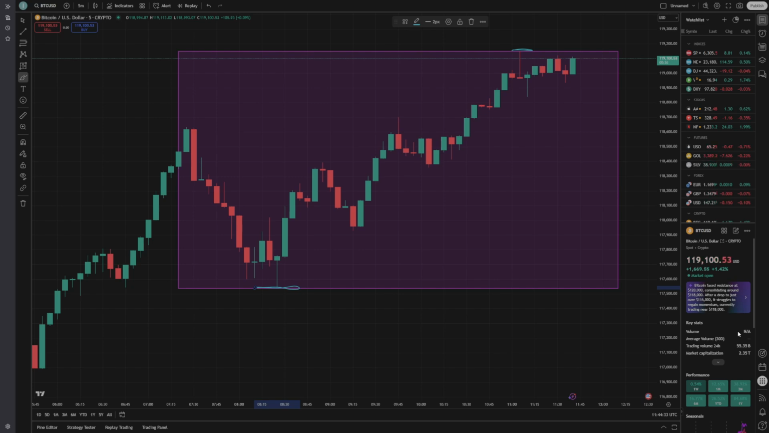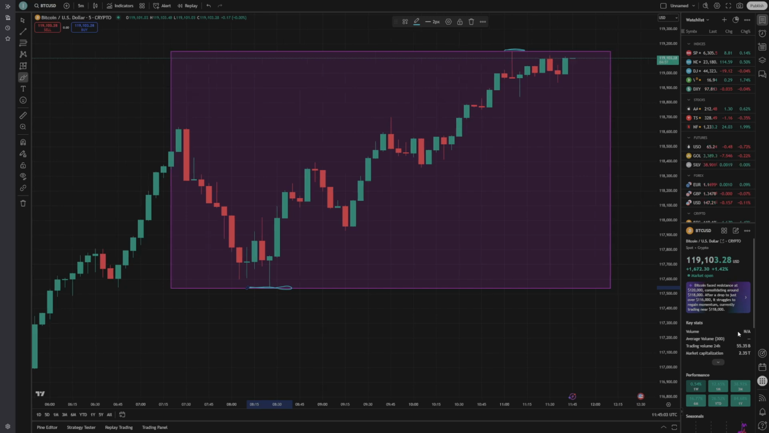No indicators needed. Step 4, enter with a plan. Now that we see confirmation, we don't just click randomly. We enter with a plan. Here's how. Wait for the candle to close. Place the entry slightly above, for longs, or below, for shorts. Stop loss? Just below the wick, for longs, or above it, for shorts. Target? Could be the midpoint of the box, or the opposite side of the box.